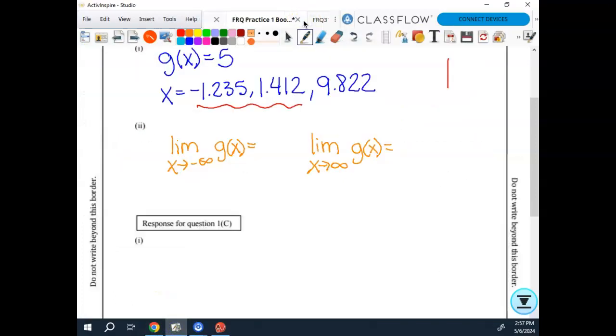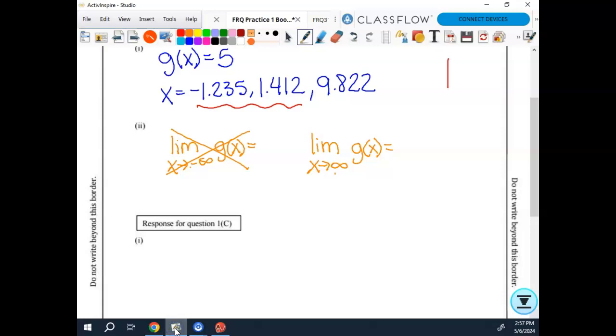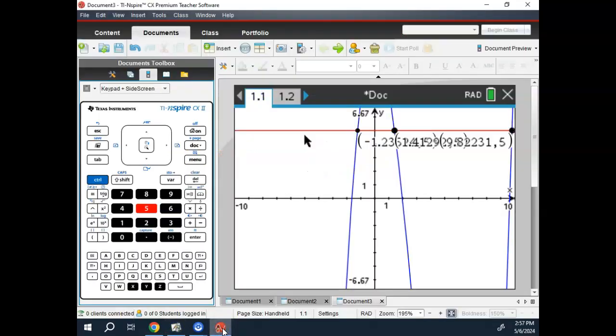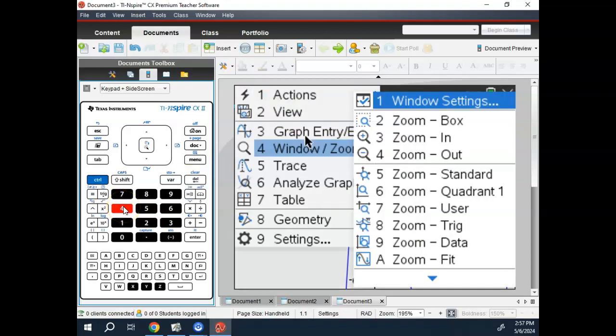All right, which means I don't want that one. That's as x decreases without bound. This is as x increases without bound. And again, this is a cubic function, and maybe you do need to zoom out so you can see it better. Let's zoom out again so we remember how to do this.